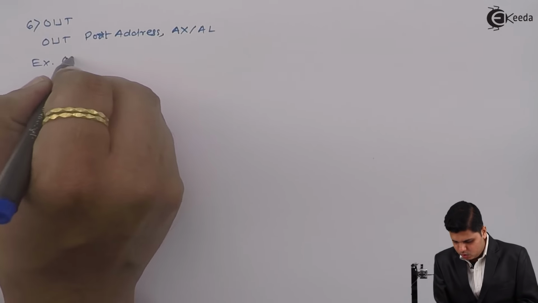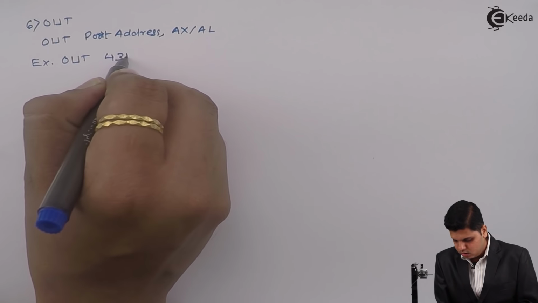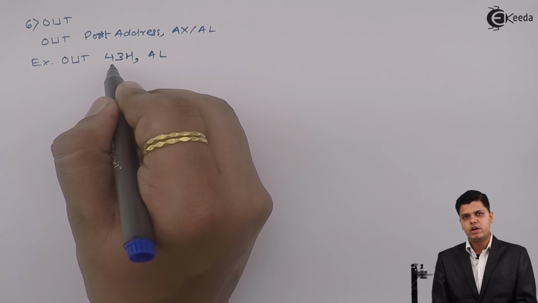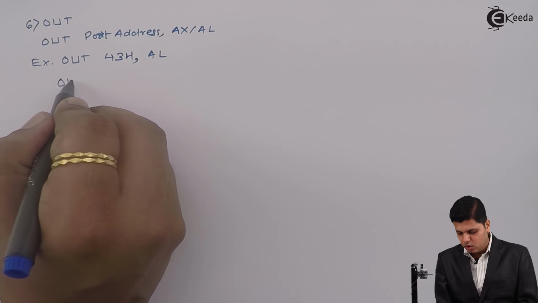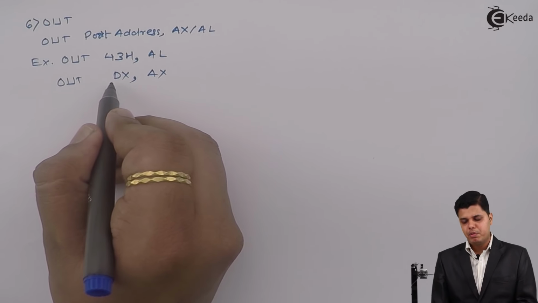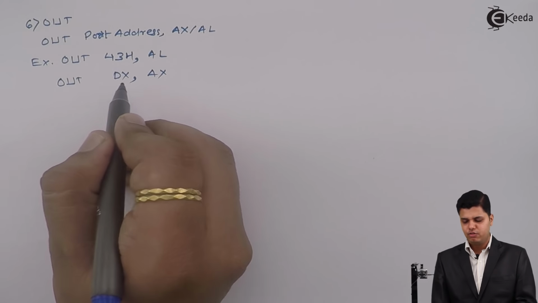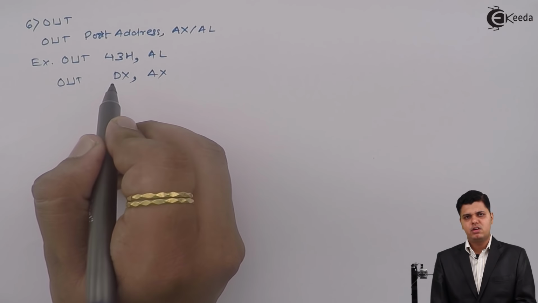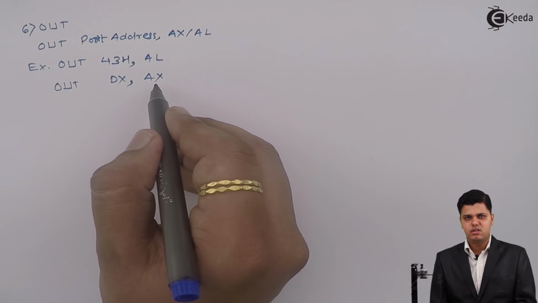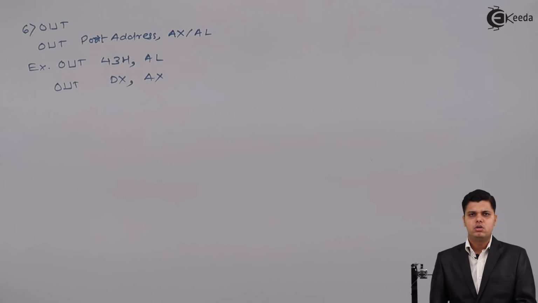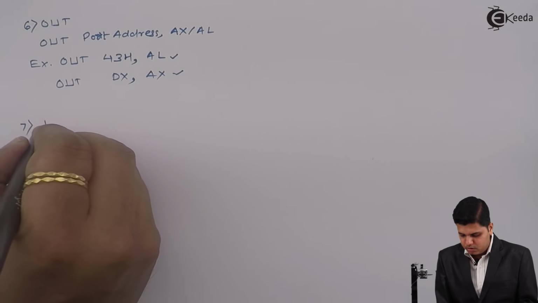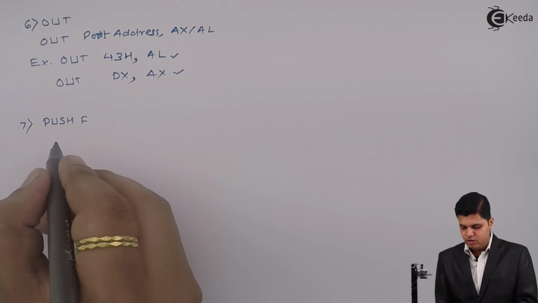So for example I can write OUT 43H, AL. So here the contents of the AL register will be copied to the port whose address is 43H. Similarly I can write OUT DX, AX. Now here I am specifying the address of a port by using the DX register. So this is a special case and special function of the AX and DX registers. The special function of the DX register is that it is used for providing the address of a port, and the special function of the AX register is that whatever data needs to be forwarded to the port should be forwarded from the AL or AX register only.